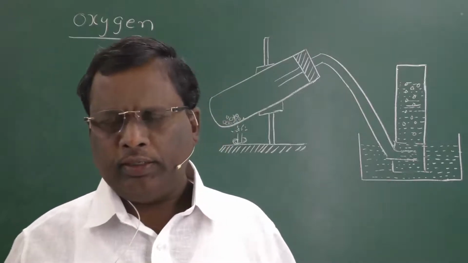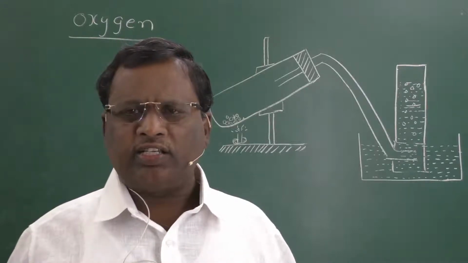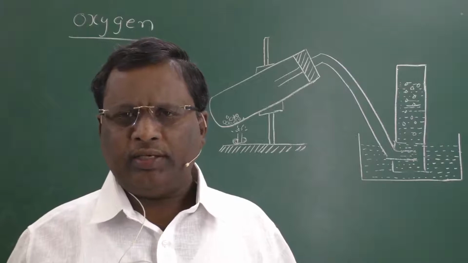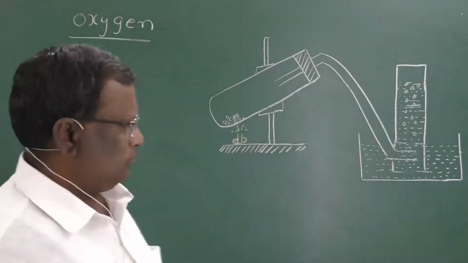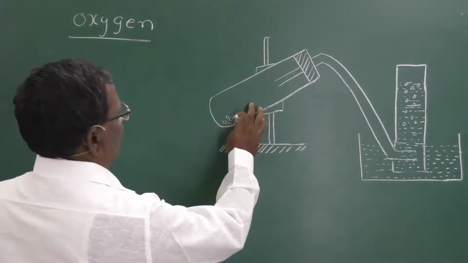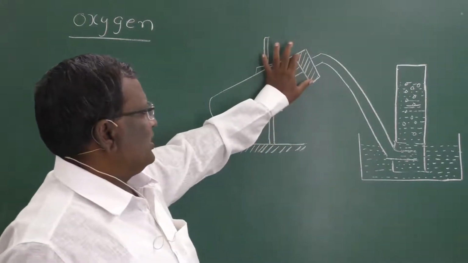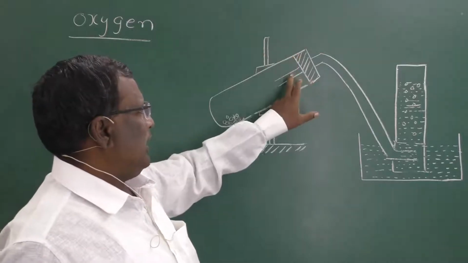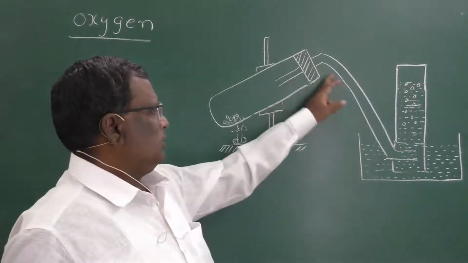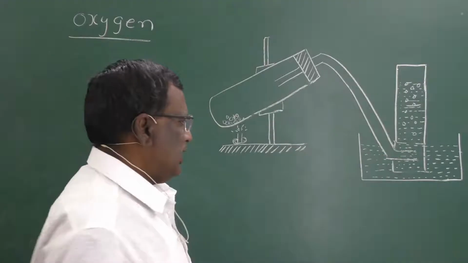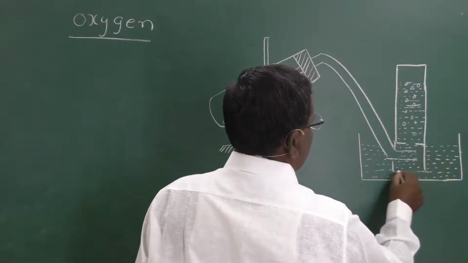This O2 is prepared by thermal decomposition of oxygen-rich compounds like potassium chlorate and potassium permanganate. Potassium chlorate will be taken in a hard test tube, and this test tube has a single-hole rubber cork fitted, and this is a glass tube. It is bent like this, and it will be introduced into the beehive shell, which is kept in water.